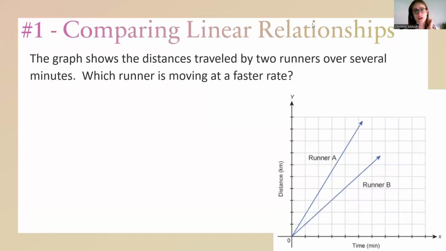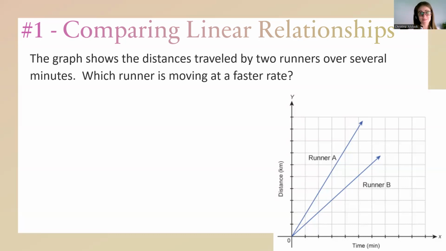All right, now let's get into comparing, and we're going to go through several different ways that you can compare. This problem right here is similar to question number 1 on your quiz. So if you missed number 1, this is hopefully a great example for you so that way you can understand how to do it, learn from those mistakes, and then get it right next time. So this graph right here shows the distances traveled by 2 runners over several minutes. Which runner is moving at a faster rate? There's a couple of different ways that we can show our work here. And since this is the first one, I'll show you a variety of methods so you can see what works for you.